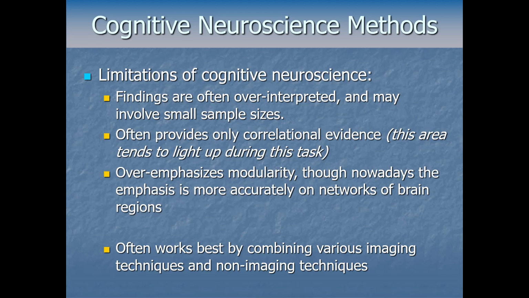Now we'll stop there for now, but I will have one last short video for cognitive neuroscience dealing with an important issue anytime you interpret brain scan results, something called the reverse inference fallacy. We'll wrap up cognitive neuroscience with that, and then we're on to the next big topic.